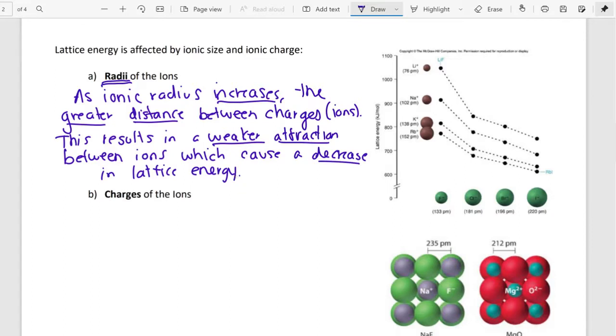You can see here if we look at going from, in this case, lithium fluoride down through our group 1 ions, the fluoride ion is staying constant, and we're moving from our +1 lithium through our group 1 ions to rubidium. As the radius increases, you can see that the lattice energy is going to decrease. So as ionic radius increases, our lattice energy decreases. It all goes back to that greater distance between the charges.